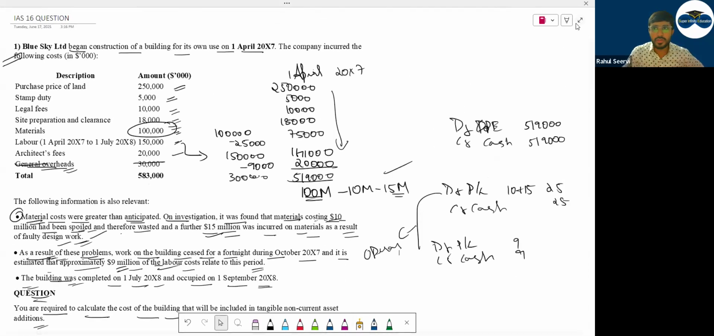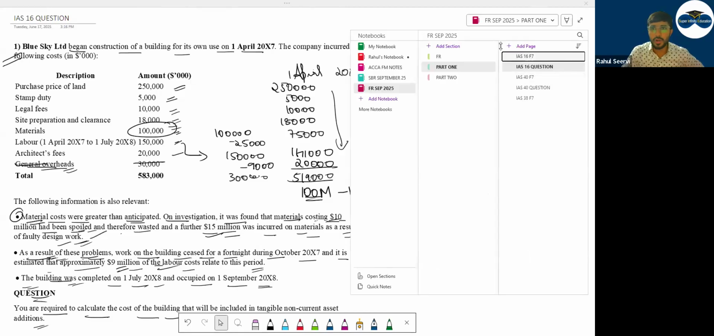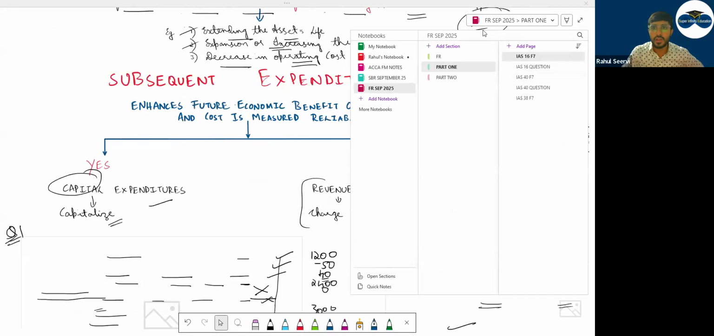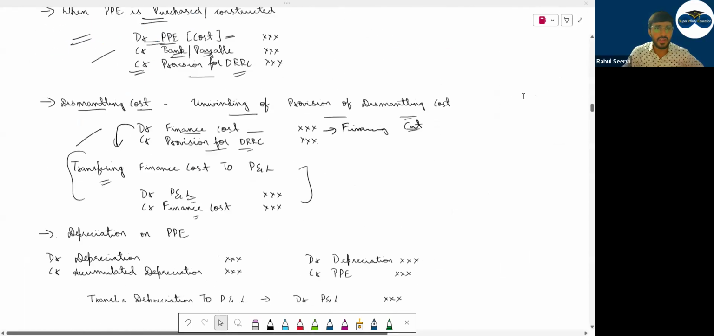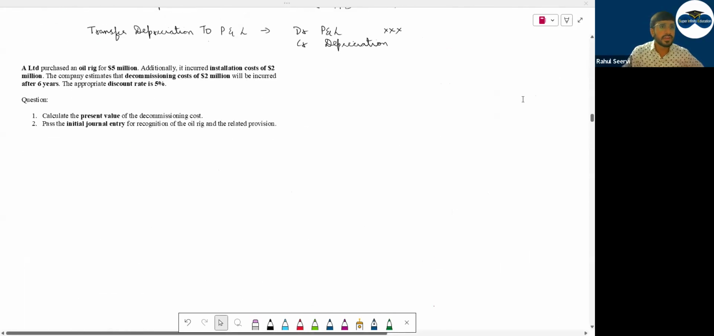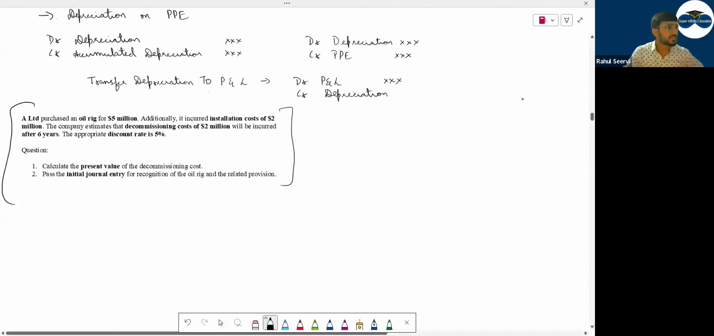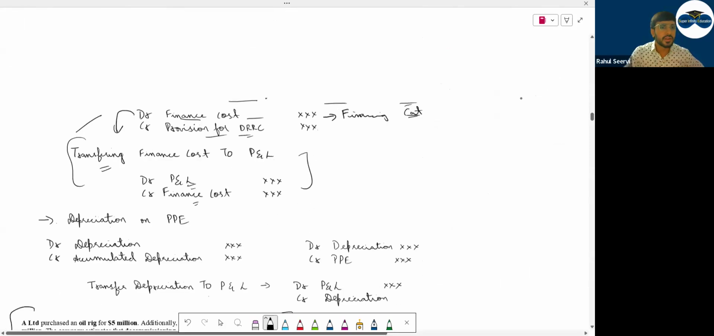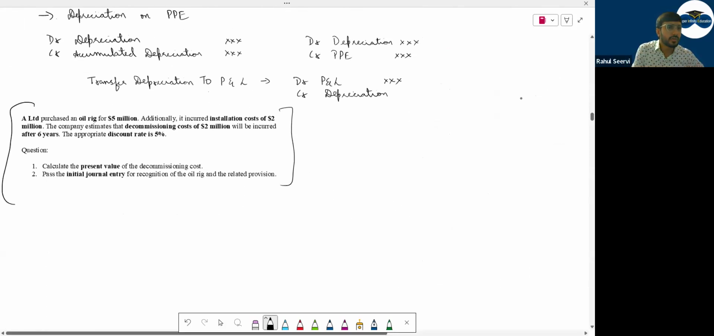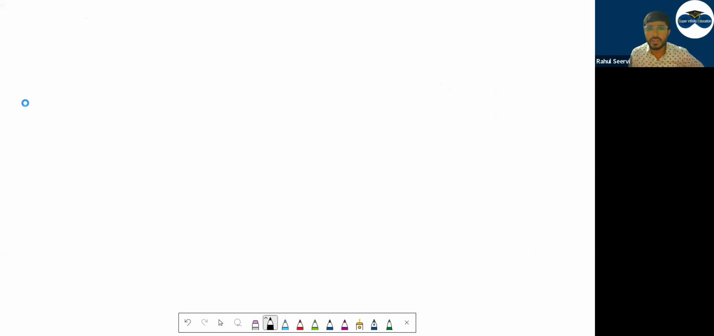Now coming to the next part. I will give you a small homework, a small question, as homework. Again, we will do this in tomorrow's class. It's regarding cost only. Can you see this question? This is below the dismantling part. This is your homework today. You have to do this. Tomorrow we will discuss this and do one more question regarding cost.